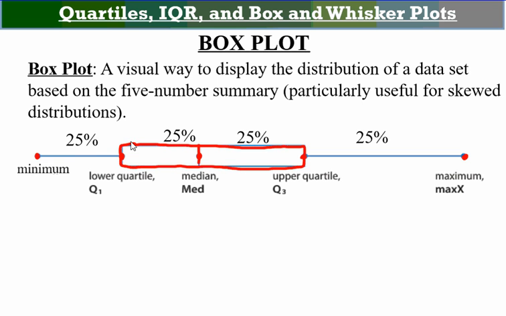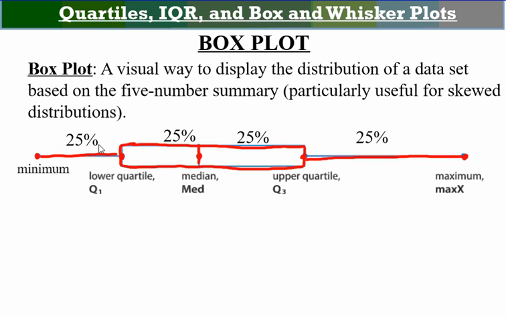And then this is the whisker part. You might have heard of box and whisker plots. We connect the minimum to the lower quartile, and we connect the maximum to the upper quartile. And that is how you construct a box plot. In doing so, you have chunked your data set into quartiles, like I said, and there's 25% in each.